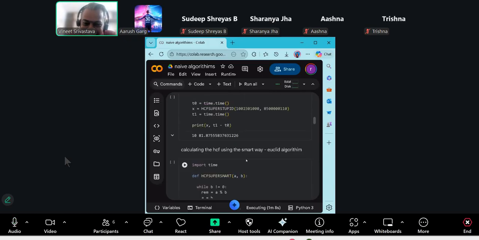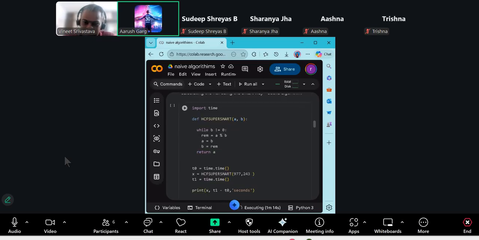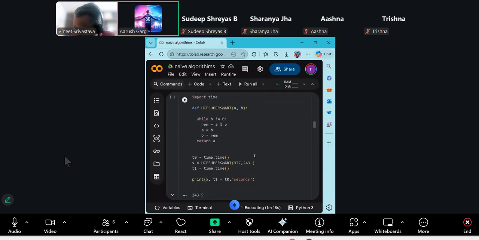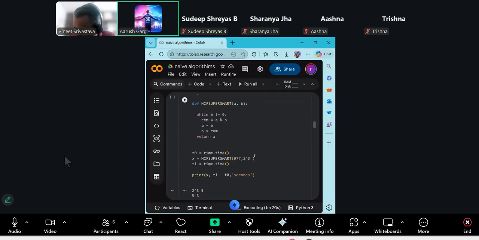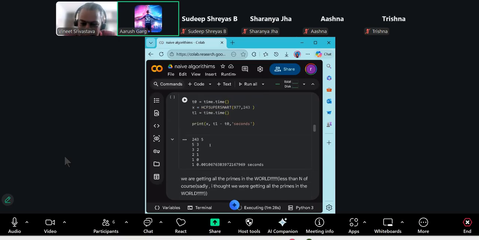Yeah. So now we're calculating HCF using the smart way, the Euclid algorithm. So this uses Euclid's algorithm. It repeatedly divides and takes remainders until one number becomes 0. The other number at that point is the HCF. This is much faster. And the last time I did this with 977 and 243, it took 0.01-something, practically nothing, 068 seconds or something.